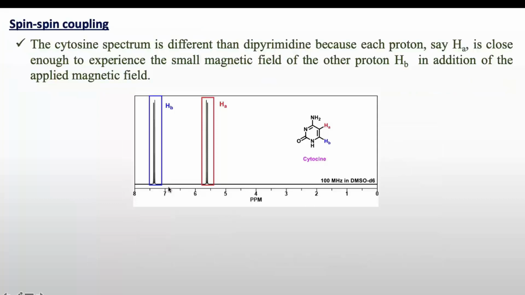But if we see the spectrum of cytosine, which has two protons Ha and Hb close enough to experience the small magnetic field of each other, Ha will feel the magnetic field of Hb and Hb will feel the magnetic field of Ha. So Ha will interact with Hb and split the signal of Hb into a doublet, and Hb will split the signal of Ha into a doublet. So in cytosine we are getting two signals: a doublet and a doublet.